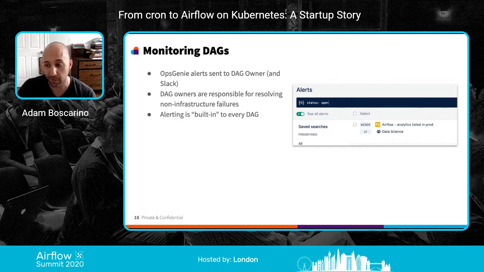So it's nothing silent, nothing that you discover from a stakeholder telling you your report wasn't updated. You're able to address it ahead of time. Additionally, our data engineering team is able to build these alerts into every DAG automatically, which I'll cover how we do in a little bit.